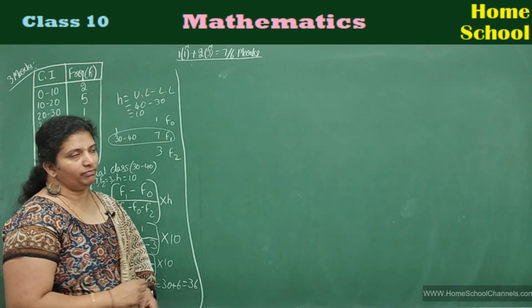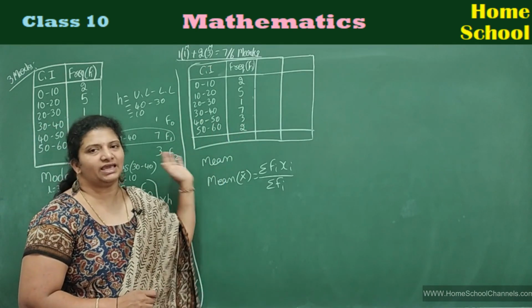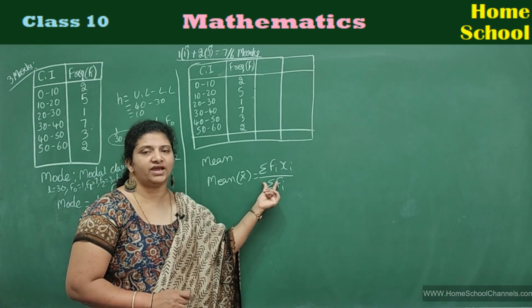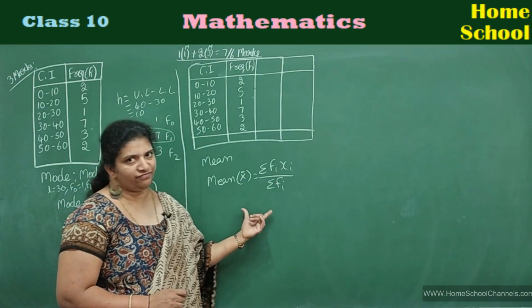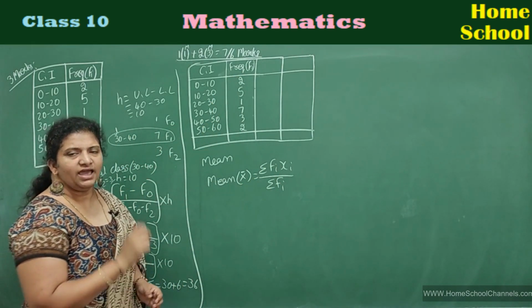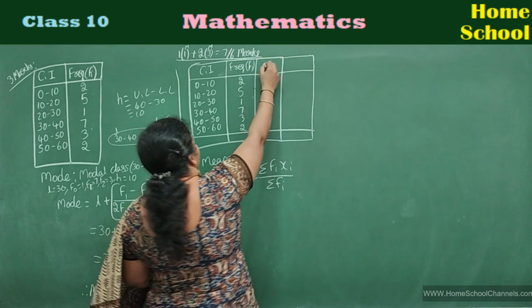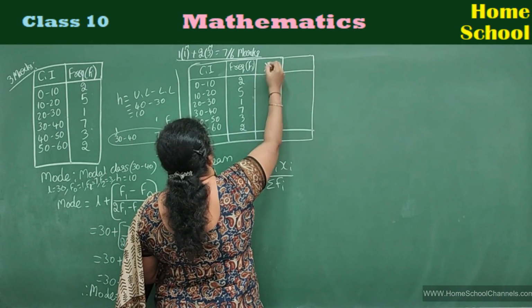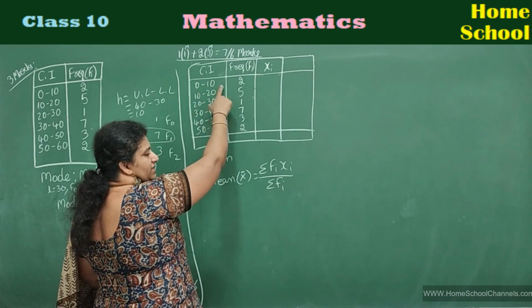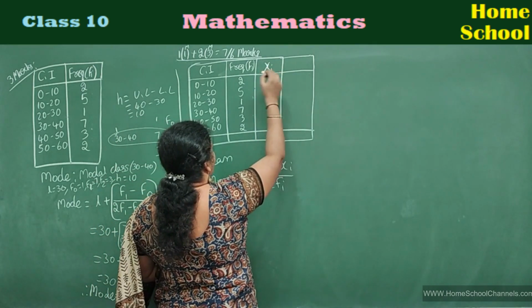Next, let me calculate mean. Again, take the same problem here. Class interval, frequency, again I have written here. What is the mean formula? Mean x bar is equal to summation fi xi by summation fi. So, we have fi, and xi. How can I get xi? xi is the score. By using the class mark, we are going to get xi. Class mark is lower limit plus upper limit by 2, 0 plus 10 by 2. That gives you the score, or class mark you can say.